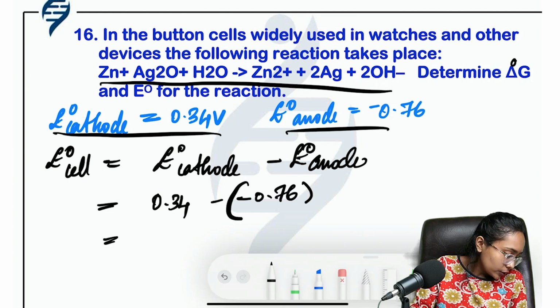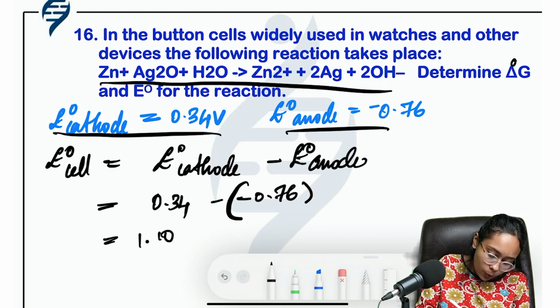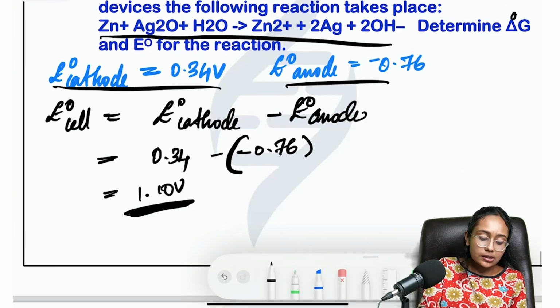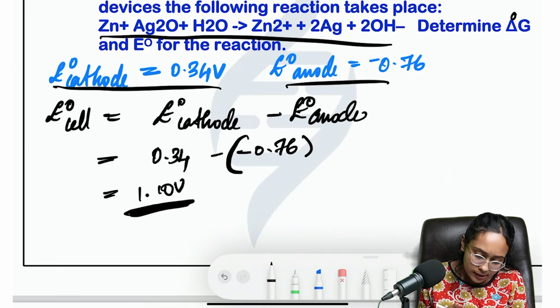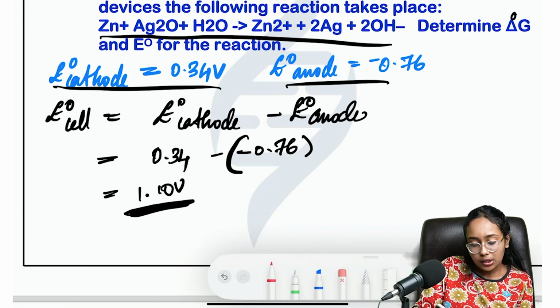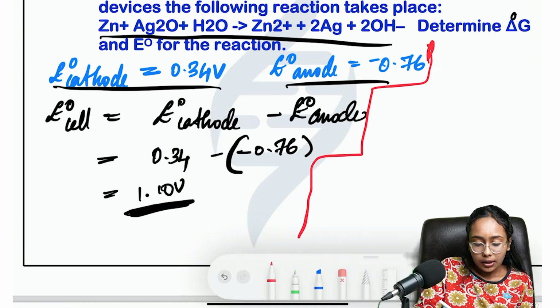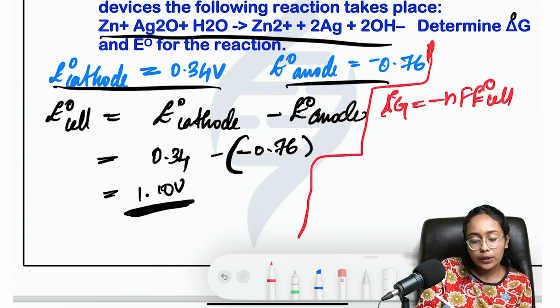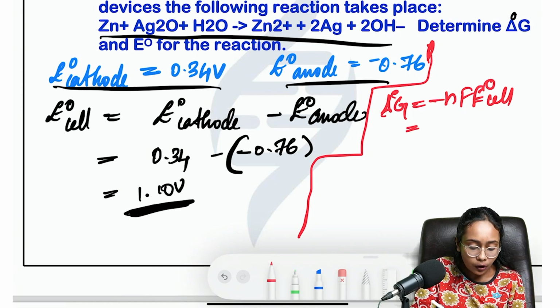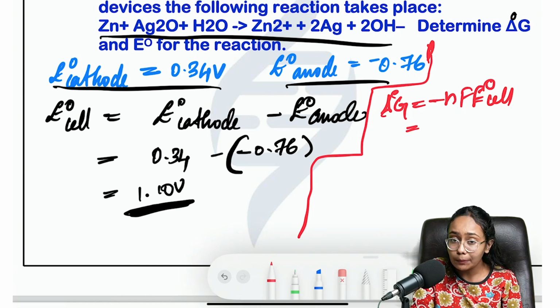So the total value is 1.10 volt. This is the standard cell potential. And the second sub-question is Gibbs free energy. Delta G naught equals minus nF E naught cell. The equation is minus nF E naught cell. We have already found out the standard cell potential value.